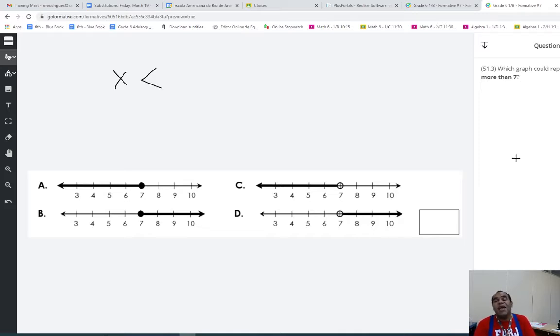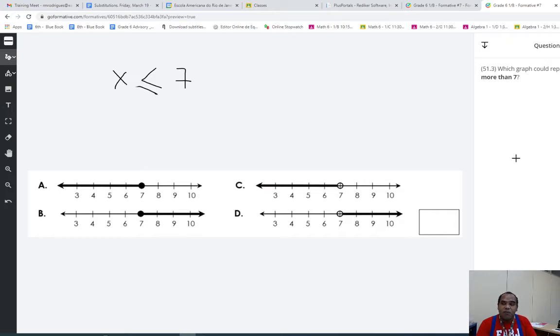Okay. But can I be 7? Yes, I can. I can be no more than, but 7 I can. Then I have an equal sign here. And this is the inequality. Which graph is this inequality over here? X less than or equal to 7. I have a closed circle. Yes, closed circle, A or B. Closed circle here. And less than. What direction does my inequality go?